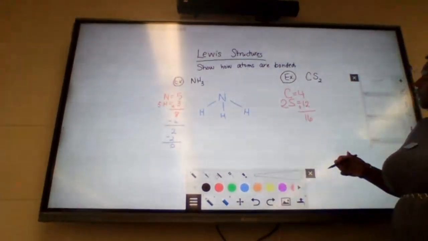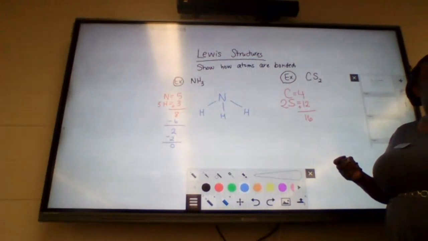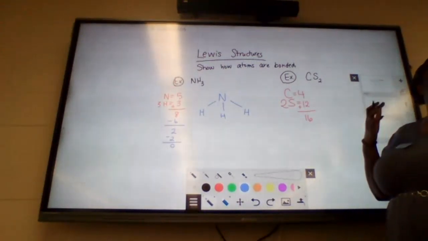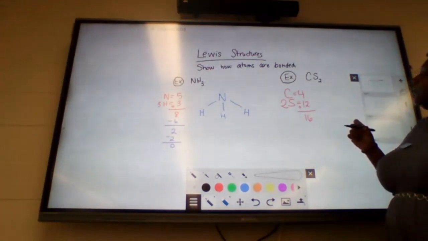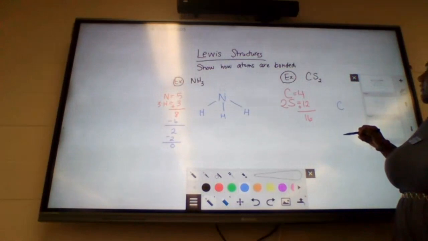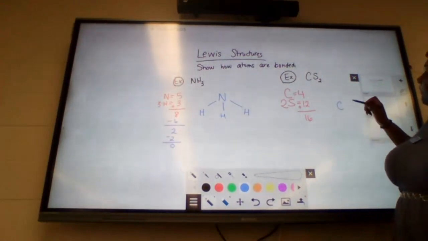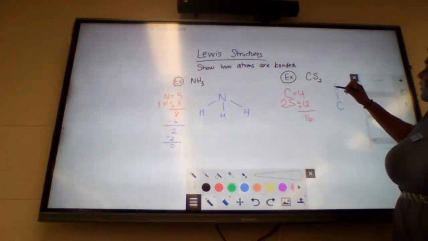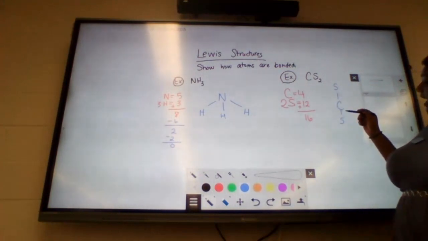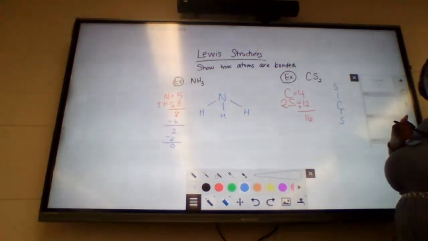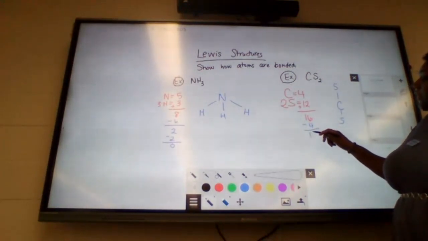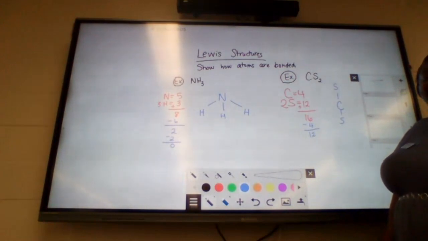So when I go to draw my structure, how do I determine what goes in the center? It's usually going to be the element that is further to the left on the periodic table or further down. Notice in this case, we're going to have C in the center. And to that C, I'm going to connect 2 S's. And then I've got to subtract out how many electrons I used to connect those 2 S's. Notice I drew 2 lines for 4 electrons, which leaves me with 12.